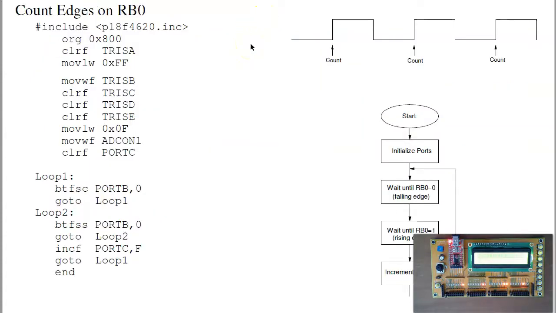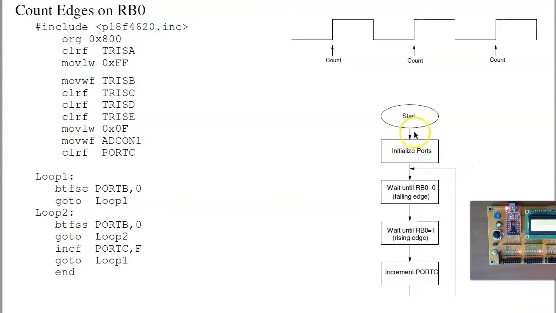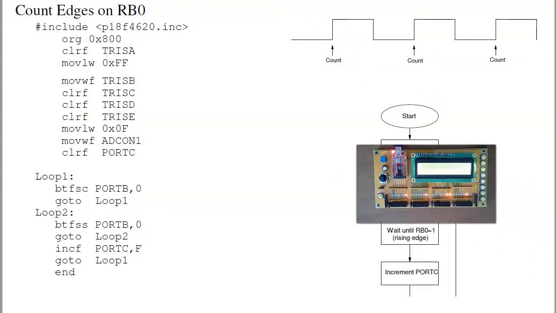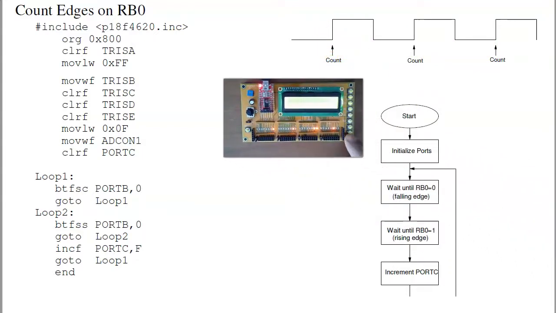To start out with the flowchart, let's start with a simple program. Let's just count the edges on port B. What I want to do in terms of a timing diagram: here's port B and I push the button, that kind of corresponds to this. If I push the button on port B, it's going to go 0, 1, 0, 1, 0, 1. I want to count every time I push the button.